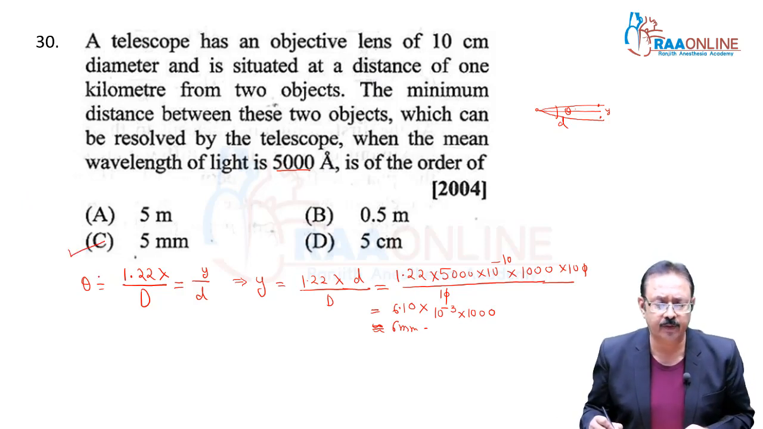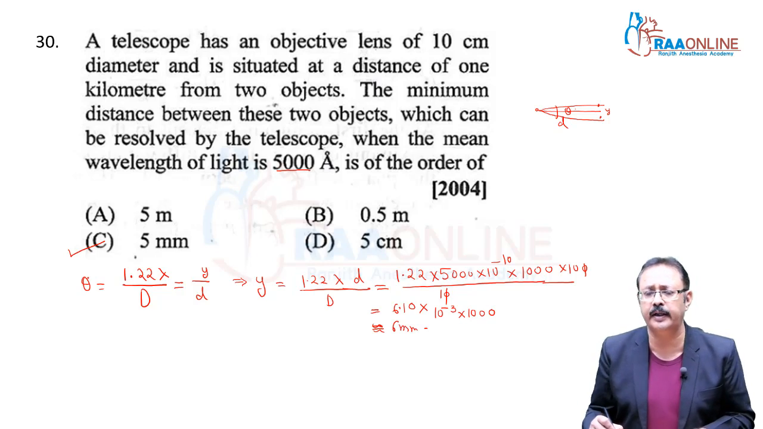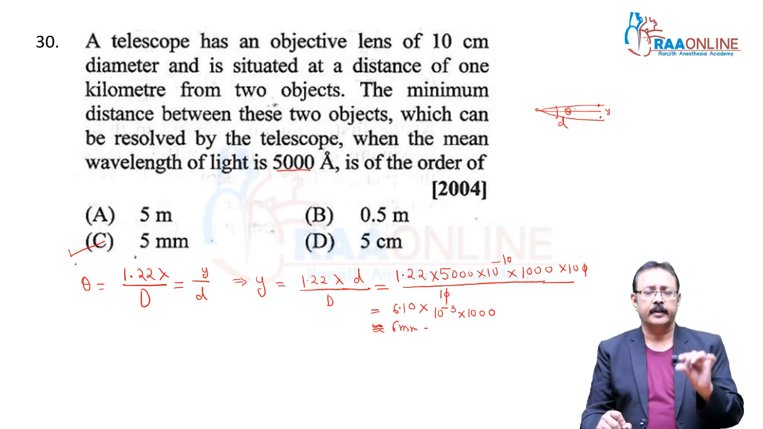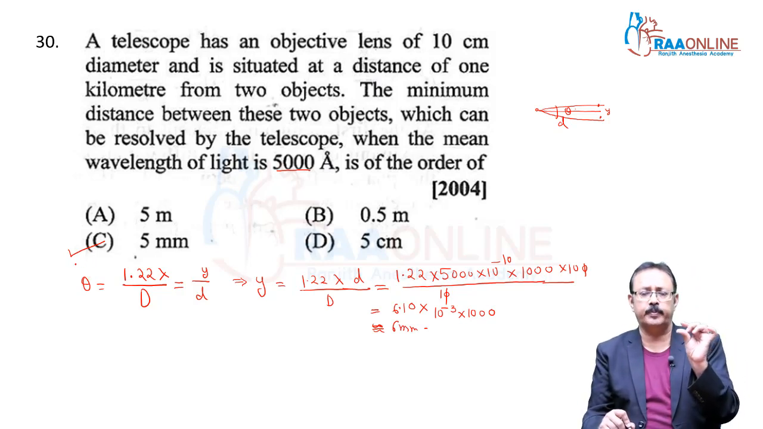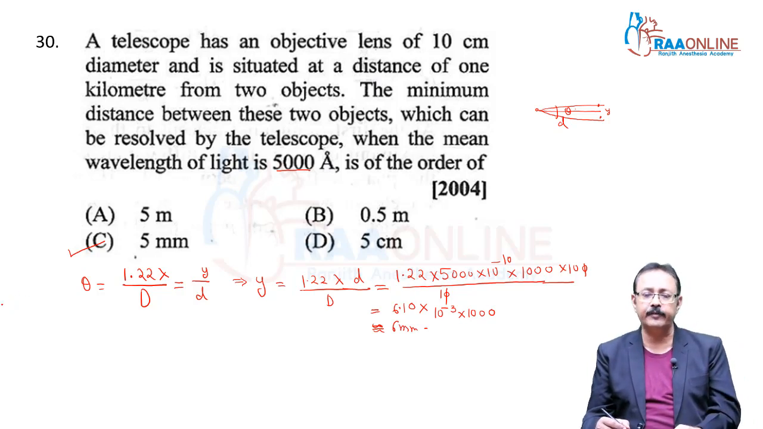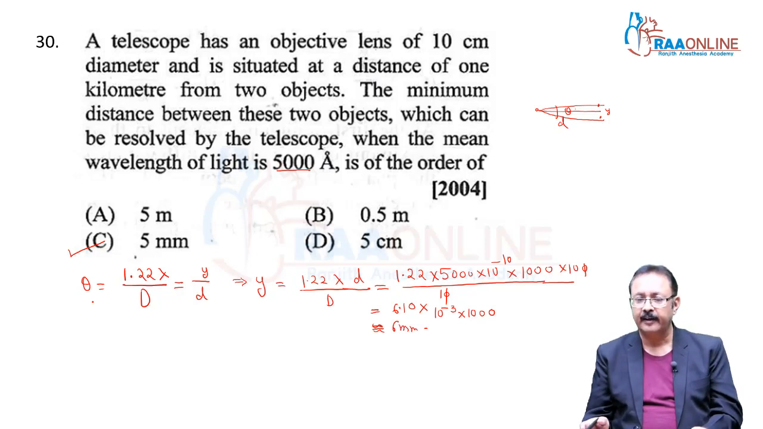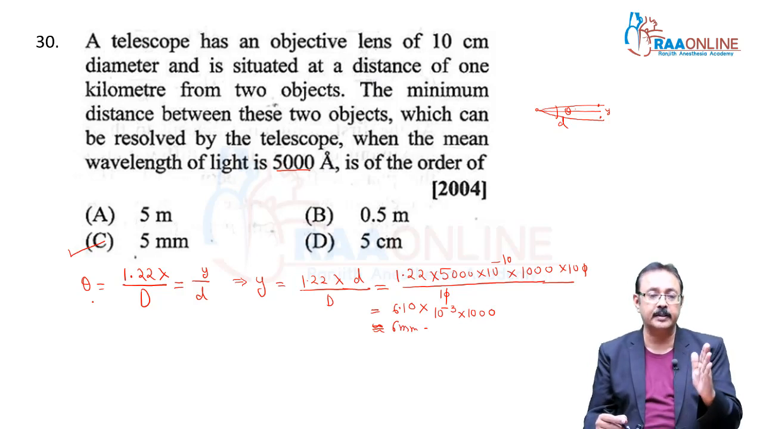So for the 30th, what did we get? The C option. Nearly the C option we will get. The distance between objects should be at least 6 millimeter. So we will go for 5 millimeters. All options are at big distances, tens multiples are there: 5 millimeter, 50 millimeter. So at a very big distance they are 5000 millimeters. So we will go with C.